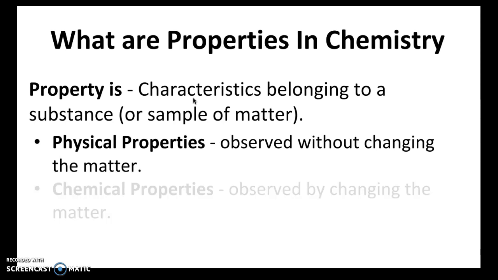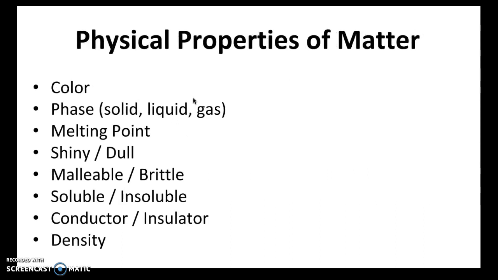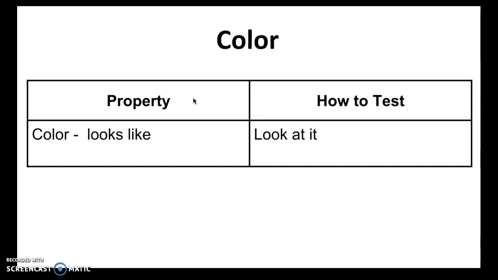We are going to focus mainly on physical properties for this unit, but just know that there are two types. The physical properties we're going to be looking at are these that are listed here. And so for the next half, what we're going to do is we're going to go through the properties and ways of testing these properties. We're going to start with color.